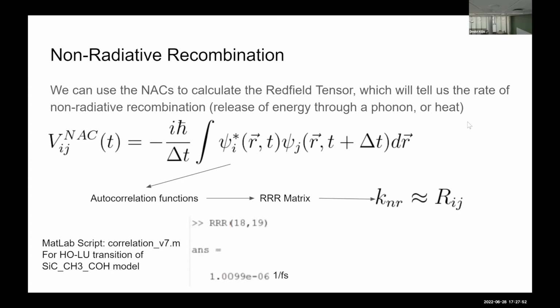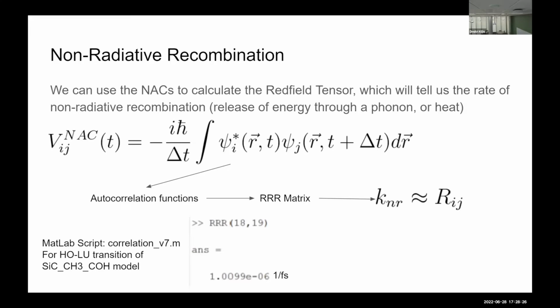The other pathway that charge can relax is going to be through non-radiative. And the way it will lose energy, instead of through a photon, is through a phonon, or just heat that gets released into the rest of the system. And this is what we were calculating before when we were calculating the Redfield tensor. And so it will follow the exact same process that we did before, where we'll just use the autocorrelation functions and get the triple R matrix.